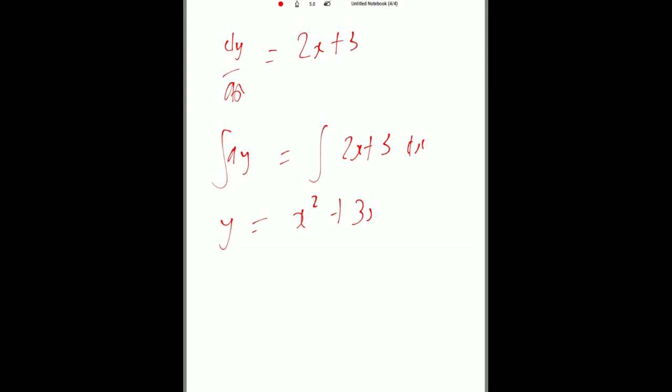We have the differential equation dy by dx is equal to 2x plus 3. So what do we do? We say, all right, the integral of dy is equal to the integral of 2x plus 3 with respect to x. So that would imply that y would be equal to what? x squared plus 3x plus c. And that is a solution to our differential equation.